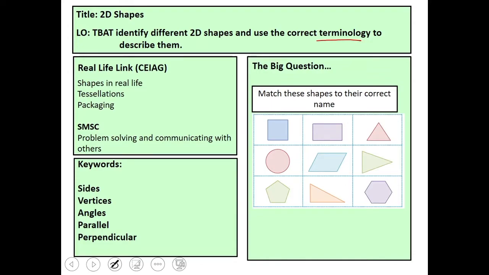of shapes. Some of the keywords we're going to be looking at today are sides, vertices, angles, parallel and perpendicular. Now the last two words you should really know from the last lesson. The big question we're going to be doing at the end, hopefully all of us can do it, is on the right hand side.